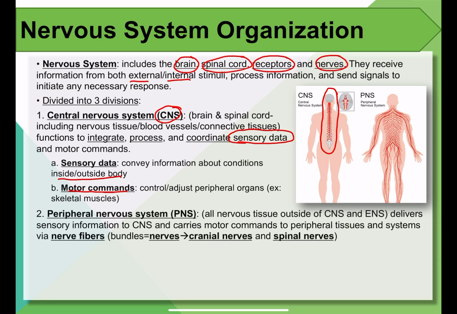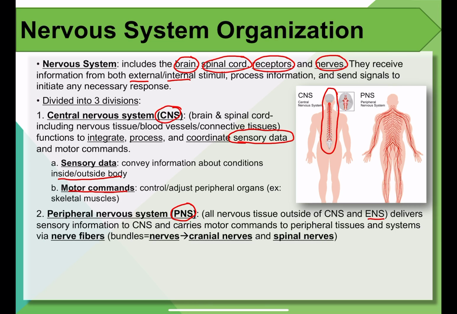Okay. All right, so the second main division of the nervous system is the peripheral nervous system, abbreviated as PNS. This includes all the nervous tissue outside of your central nervous system and what's called the enteric nervous system. I'll talk about that later, but even then it's something we gloss over. We don't really dive deep into it. So there's technically three main divisions of the nervous system: central nervous system, peripheral nervous system, and enteric nervous system.